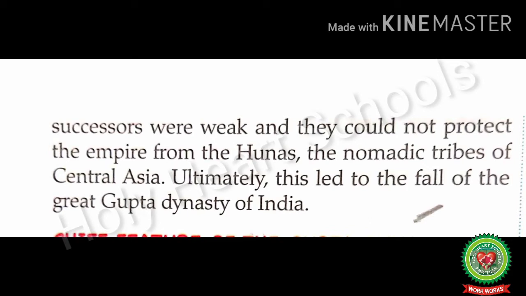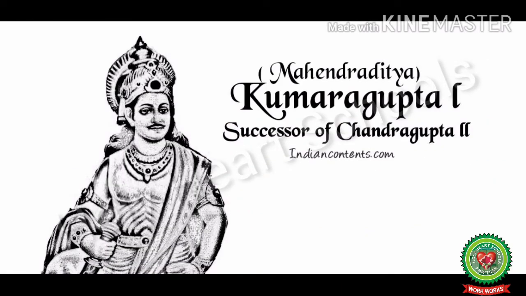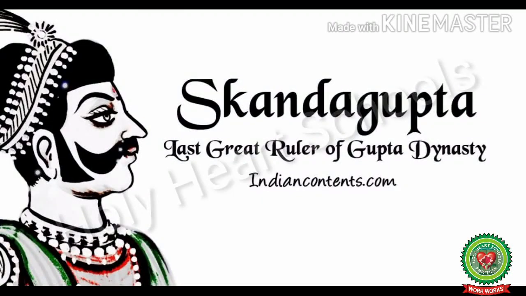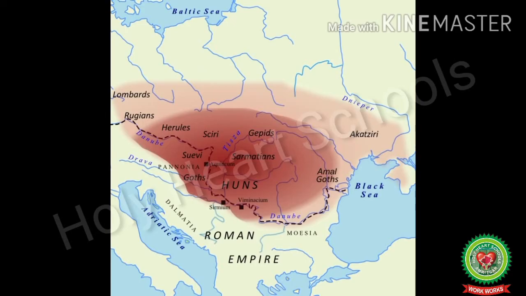Now, students, we are going to read about the later Gupta kings. Kumaragupta, the son of Chandragupta II, succeeded him. Then, Kumaragupta's son, Skandagupta, succeeded him. Both these rulers were very powerful, but they were the last great rulers of the Gupta Empire. Their successors were weak. They could not protect the empire from the Hunas. Hunas were a nomadic tribe of Central Asia who invaded the Gupta Empire. So, the empire slowly declined due to weak successors.